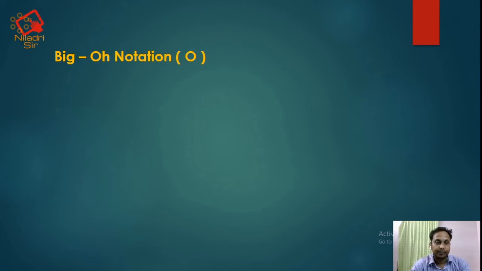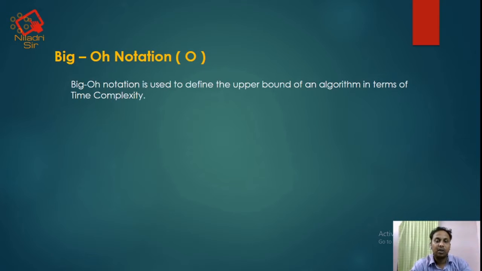So let's start with big O notation. Big O notation is used to define the upper bound of an algorithm in terms of time complexity. That means it is used to find out the worst case time complexity. Basically, to find the complexity of an algorithm, we will get different types of time complexity. Big O notation basically specifies the highest time, so it provides us with an asymptotic upper bound.